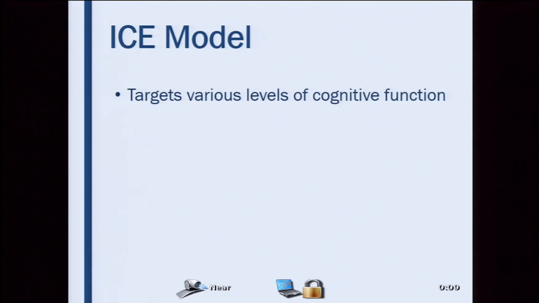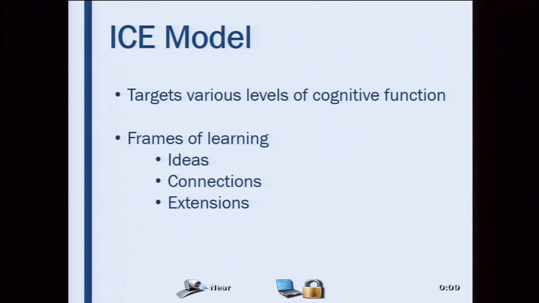The ICE model is a framework for learning, and the way it does that is it targets various levels of cognitive functioning. The 3 frames of learning are ideas, connections, and extensions. It's really important to note that with this ICE model, it's not always linear. It's not always that you have to go ideas, connections, and then extensions. Sometimes students might be at an extension level question, and they might use ideas or connections to solve that extension.